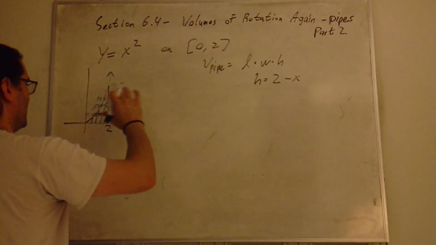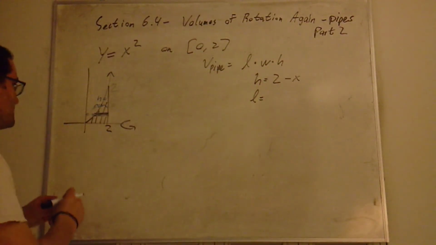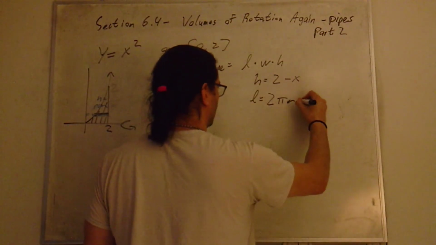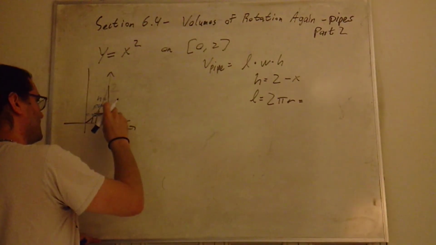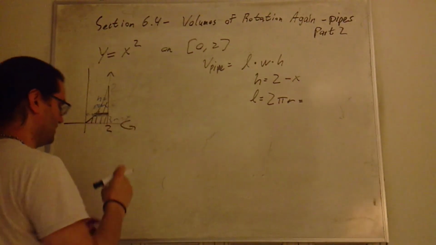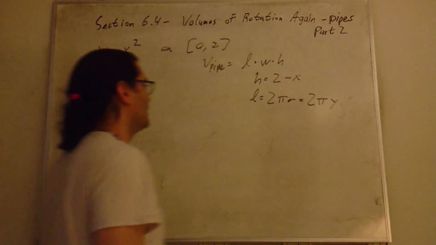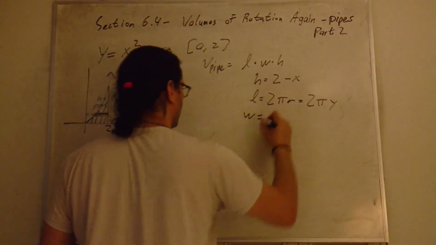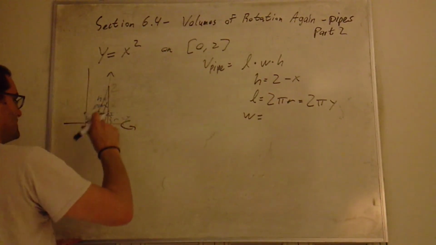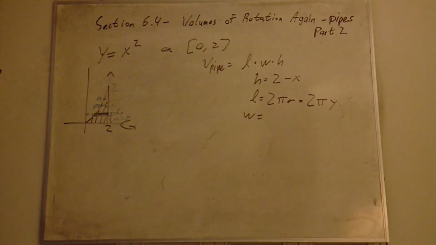And I need a length. The length will be the circumference, 2 pi r. R is going to be this distance, which is a y value. So this will be 2 pi y. And I need a width. The width is going to be this tiny little sliver. And since that's a tiny little vertical sliver, we're going to call that dy.